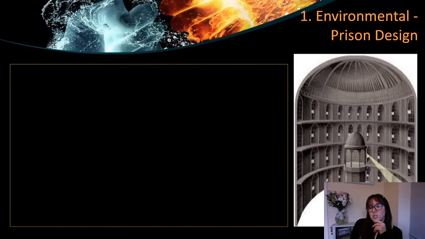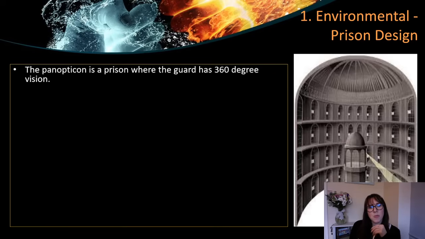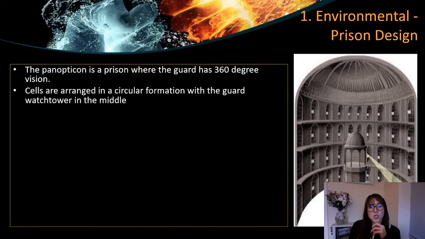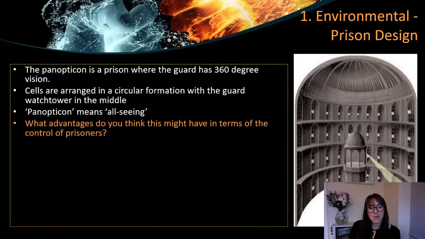Environmental design continued then. We are now on prison design. This is so interesting, is prison design. The panopticon is a prison where the guard has a 360-degree vision. Cells are arranged in a circular formation with the guard watchtower in the middle. Panopticon means all-seeing. What advantages do you think this might have in terms of control over prisoners?